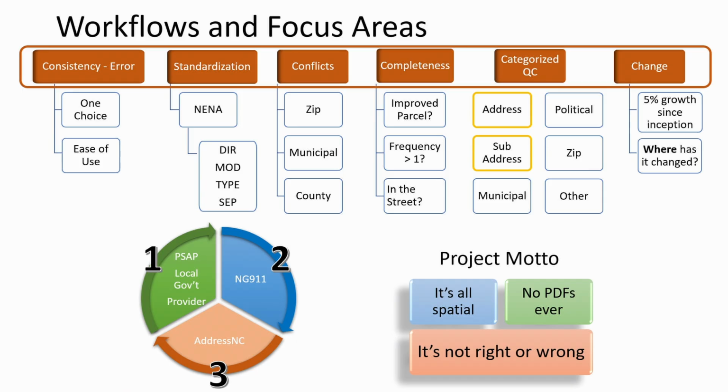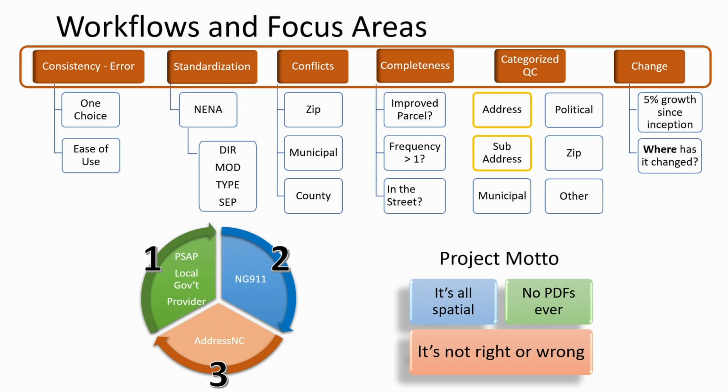And then finally, we look at things like, is the point in the street? And that's very typical. I think we have about probably 20, 30,000 points that are in the street. And I would guess that 911 wants that point on the structure. So we look for the precision there too. We categorize all our QC to make it easy for the end user to really zero in on what they're looking for. So of course we look at addresses, that's our focus, the sub-addresses.